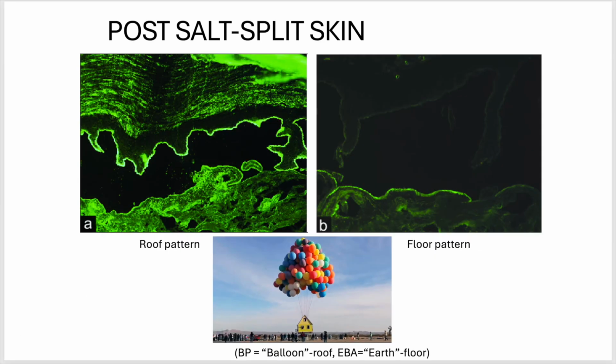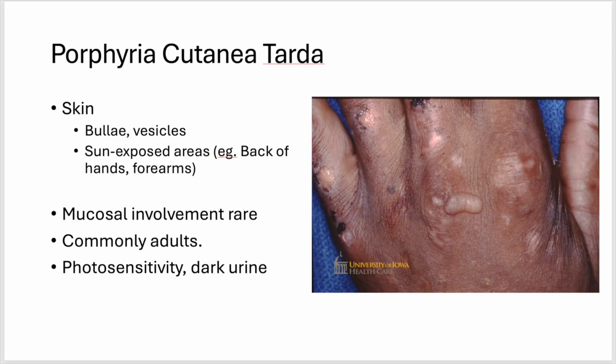But if you still don't remember, this is the easy and dirty way to help you. So we understand the roof is BP, floor is EBA. I just use this picture resembling the movie Up, and you can see for this roof, the balloon is connected to the roof. So BP equals balloon equals roof. In contrast, EBA, which is the floor, is connected to the earth. So EBA equals earth equals floor. That is how I remembered. I hope that works for you as well.